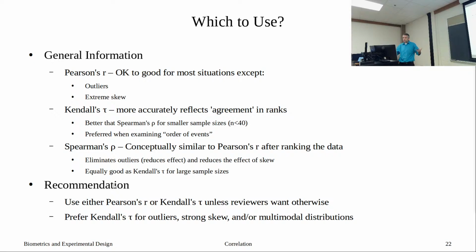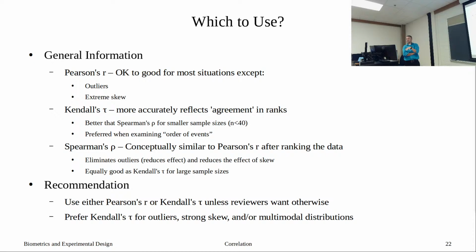All right, so which one to use? Pearson's is okay for most situations, unless you have outliers or extreme skew. If you have any of those, then it kind of comes down to preference, maybe. Spearman's rho is basically the non-parametric version of Pearson's. It converts the data to ranks and then does the same calculation. It does reduce the effect of outliers and skew, but it doesn't really negate it.